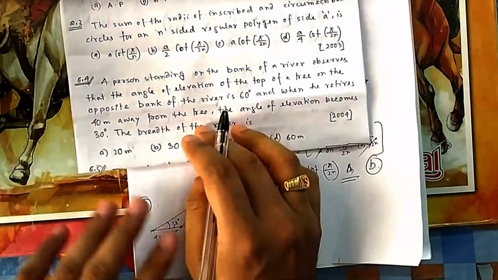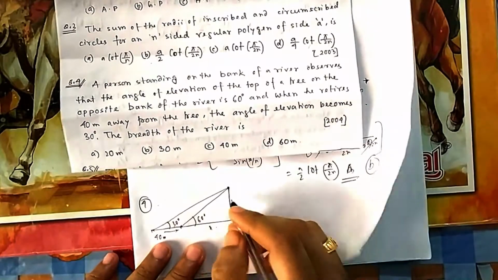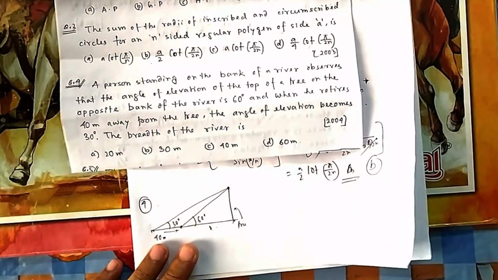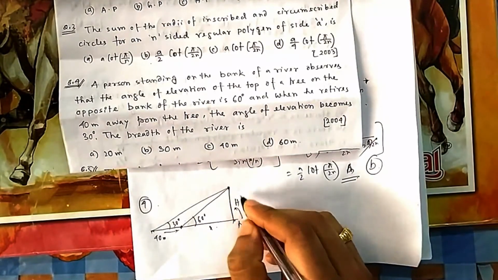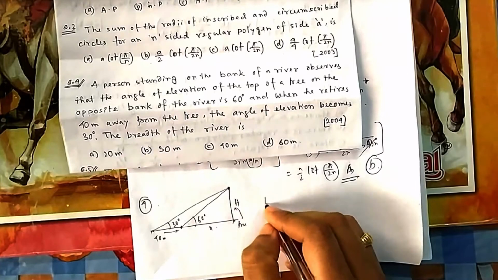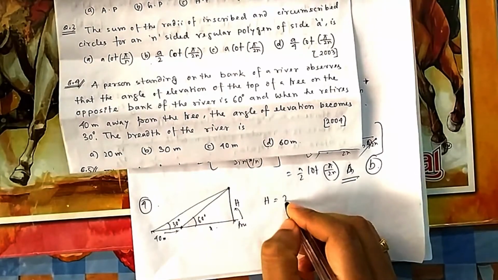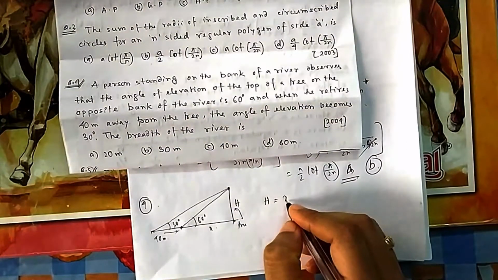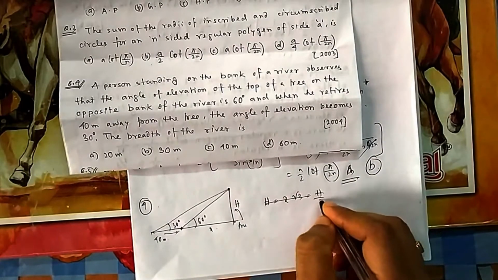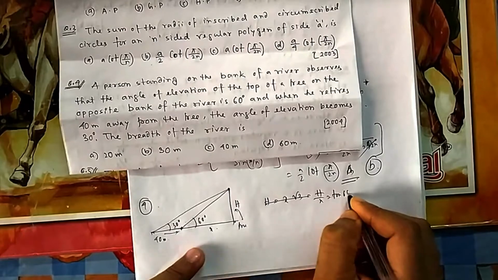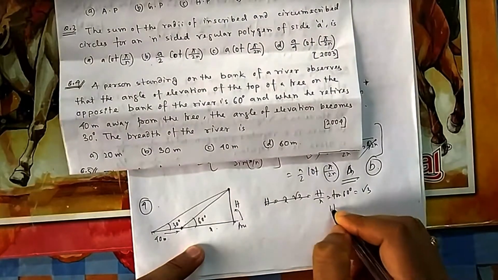So what they are asking is to find the breadth of the river, this is x. You can take the small triangle and the bigger triangle and find a relation between them, because this height h is fixed. So h by x equals tan 60, which is equal to root 3, or h is equal to x root 3.